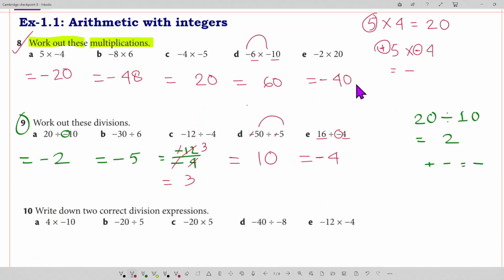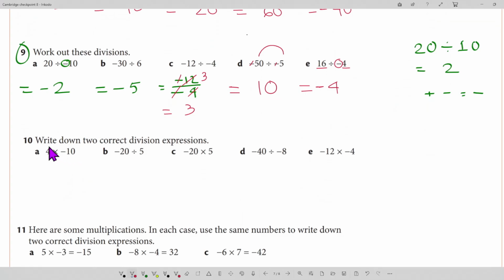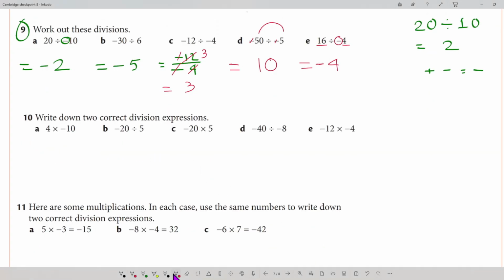So number 9 done. Number 10, write down two correct division expressions. 4 times minus 10 is a multiplication, which is minus 40. Minus 20, look, 20 divide 5 is 4, and here is minus. Number C, minus 100, because minus 20 times 5.